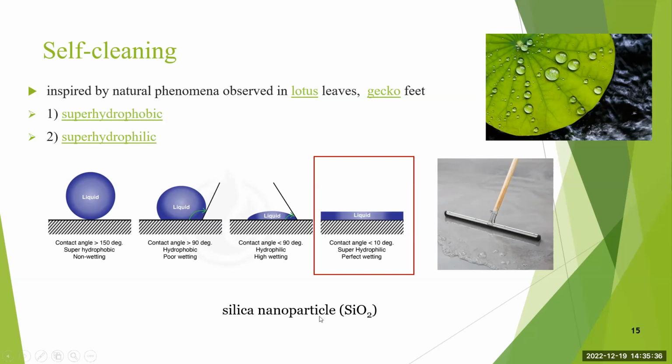And some nanomaterials like silica nanoparticles can be used to make a surface super hydrophilic. It means that the surface likes the water so much that when you pour the water, it spreads on the surface and it becomes completely clean. So the drops will not remain, and we have a mechanism that washes the surface.